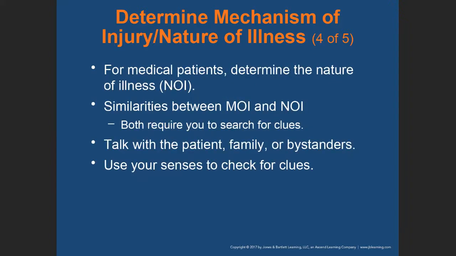For medical patients, determine the nature of illness. Now, similarities between the MOI and NOI: both require you to search for clues. When it comes to the nature of illness, which is specific to your medical patients, it is a chief complaint. This information you can get directly from the patient, from bystanders, from family members, or from the environment that you find the patient in.